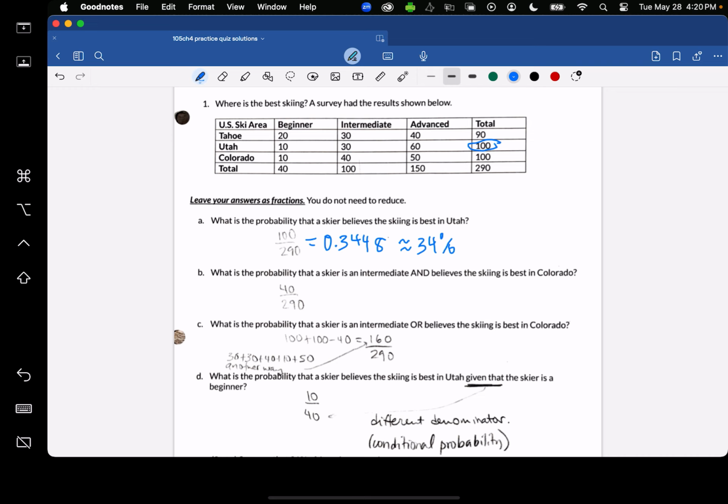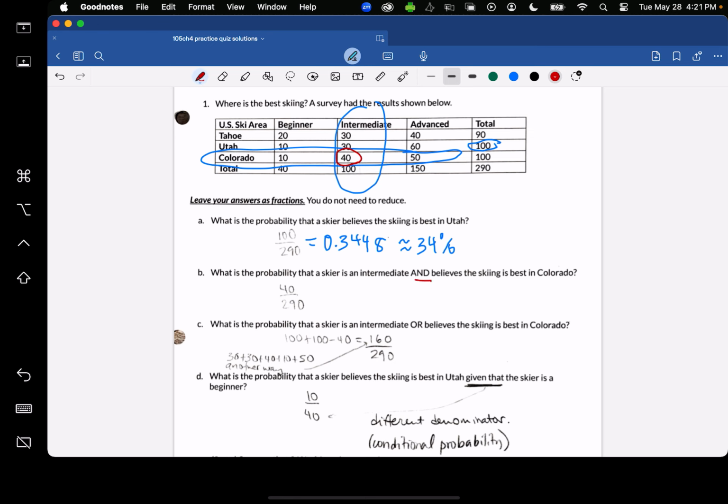What is the probability that a skier is an intermediate and believes the skiing is best in Colorado? 40 out of 290. I got that by looking at the intermediate people, but they also have to believe that skiing is best in Colorado. And so the only people that actually meet this criteria are these people, 40 out of 290.